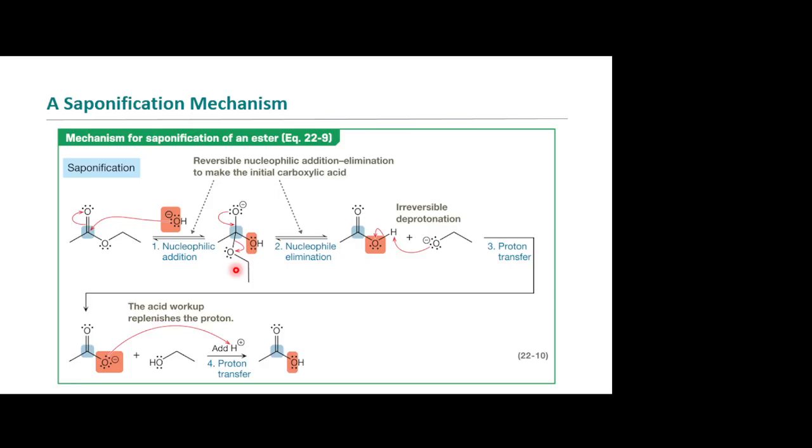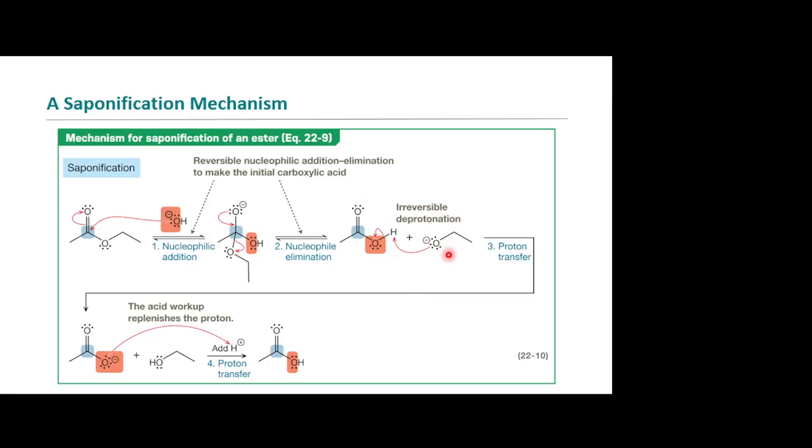So this right here is saponification, of course. We have the base here attacking the carbonyl. It's going to give us our tetrahedral intermediate, just like we looked at before. This is then going to have the nucleophilic elimination, and so what will end up here is a carboxylic acid at the end of this.